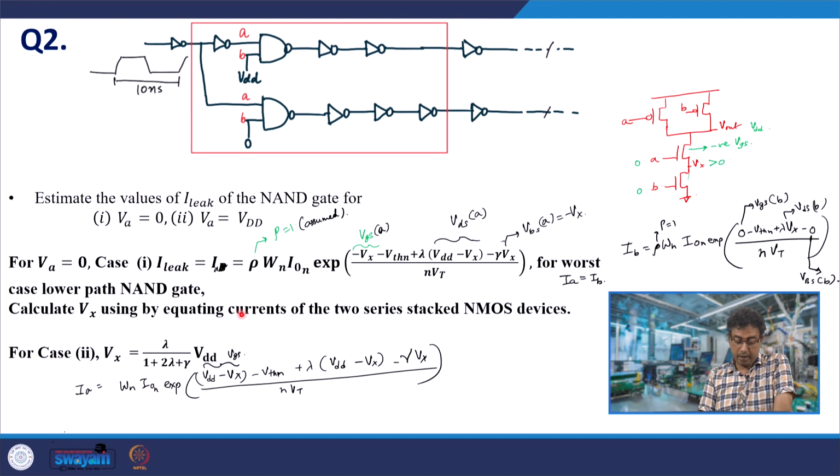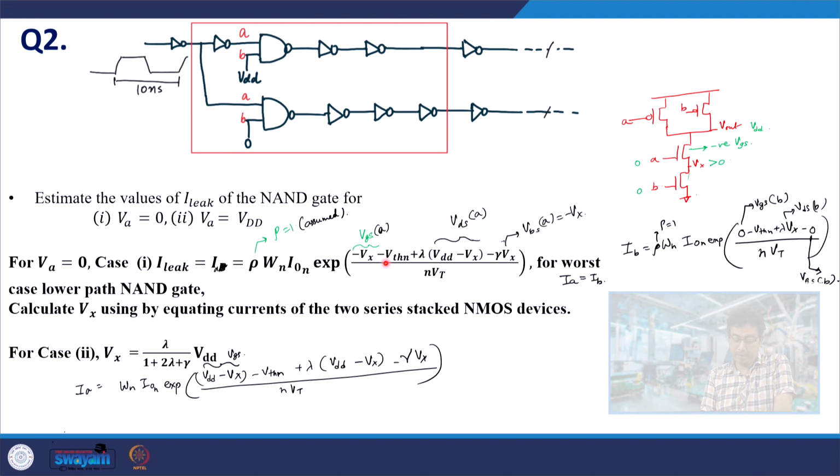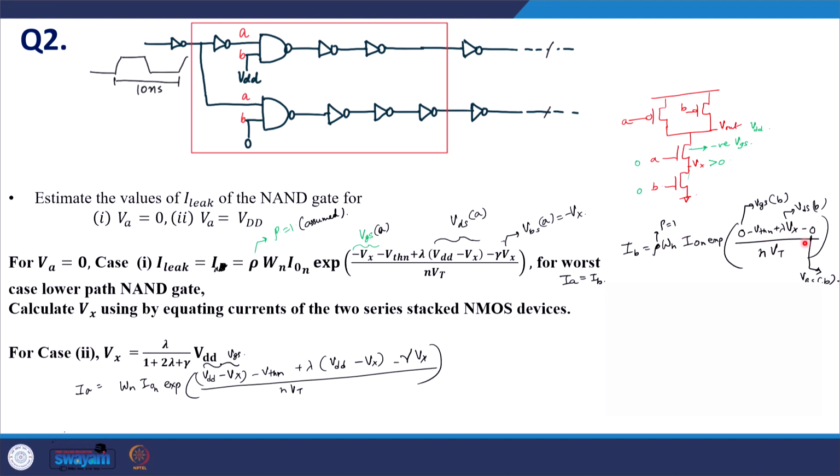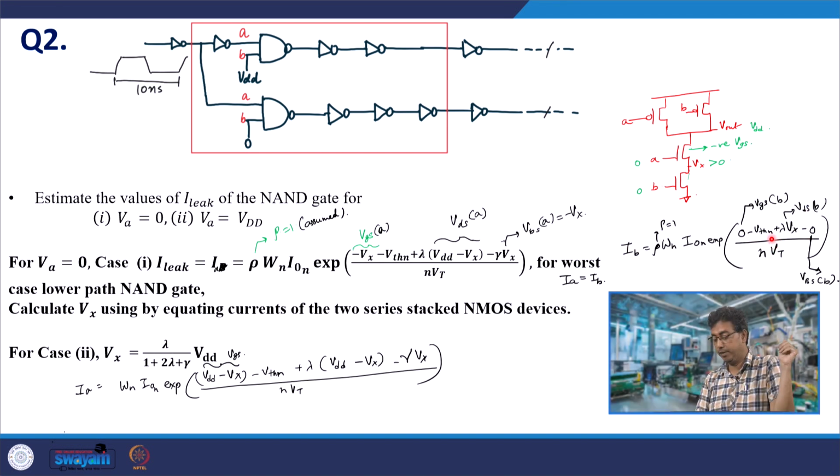IB is given by the same expression. IB, the expression does not change. So, equate IA and IB and we get the value of leakage current. So, once you know Vx, it is easy to calculate. Leakage current is IB itself in steady state. You know Vx and it is easy to calculate.